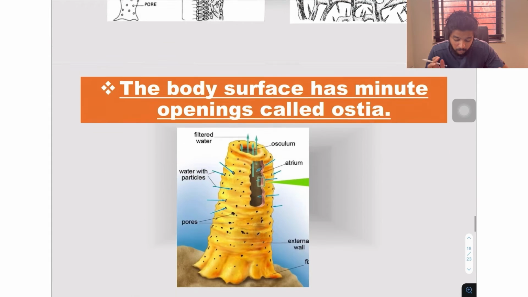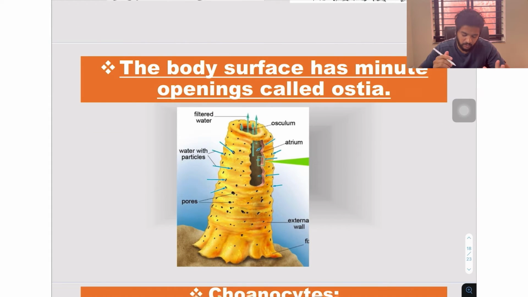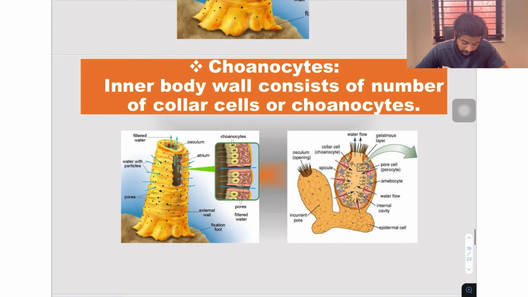Next one is that the body surface has minute openings called ostia. As I already told, they are called Porifera. Why are they called Porifera? Because they have minute pores on their body. See here, these minute pores are called ostia. Next, within the ostia, on the inner side of the pinacoderm, there are a number of cells called choanocytes which have flagella.